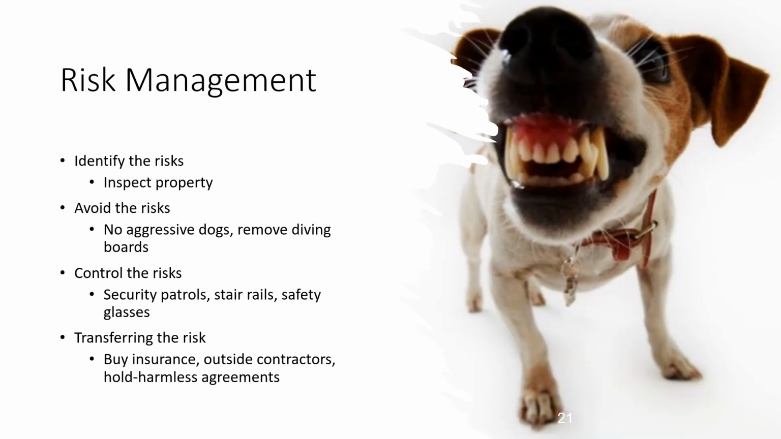Next is risk management. You need to identify the risk by inspecting the property. You need to avoid the risk, for example, no aggressive dogs and remove diving boards. You must control the risk. That would include security patrol, stair rails and safety glasses, and transferring the risk by buying insurance, using outside contractors, and hold harmless agreements.